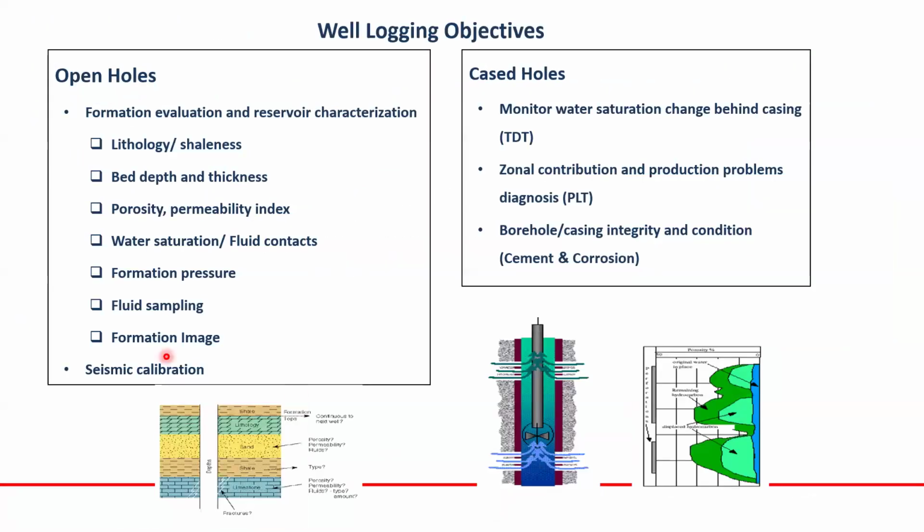Well logging objectives, as I mentioned yesterday: we have open hole logs for formation evaluation and seismic calibration, lithology, shaliness, bed thickness, porosity, permeability, water saturation, formation pressure, fluid sampling, formation image. And cased hole logs monitor water saturation change behind the casing, zonal contribution and production problems, and borehole casing integrity and condition. The third objective we discussed yesterday. Today, I will talk about PLT and monitoring water saturation change behind the casing.